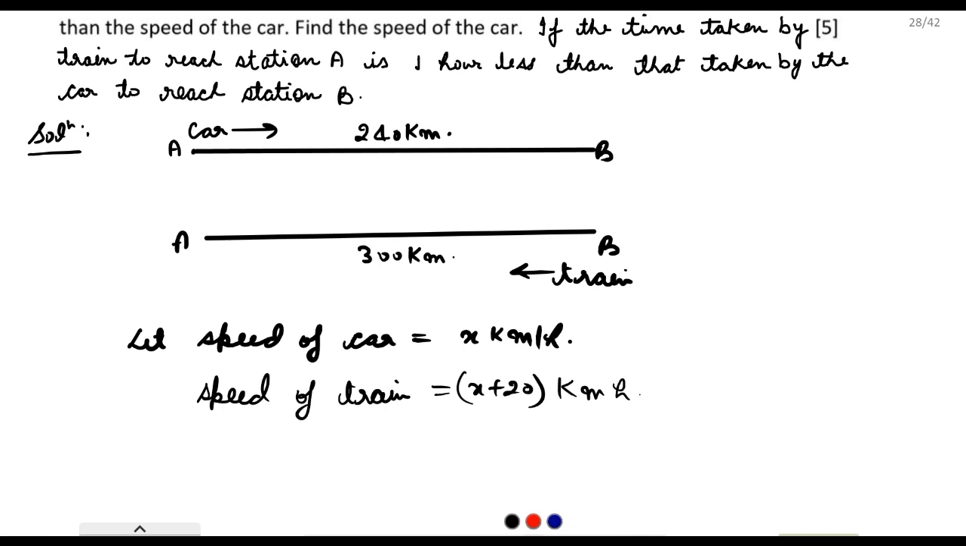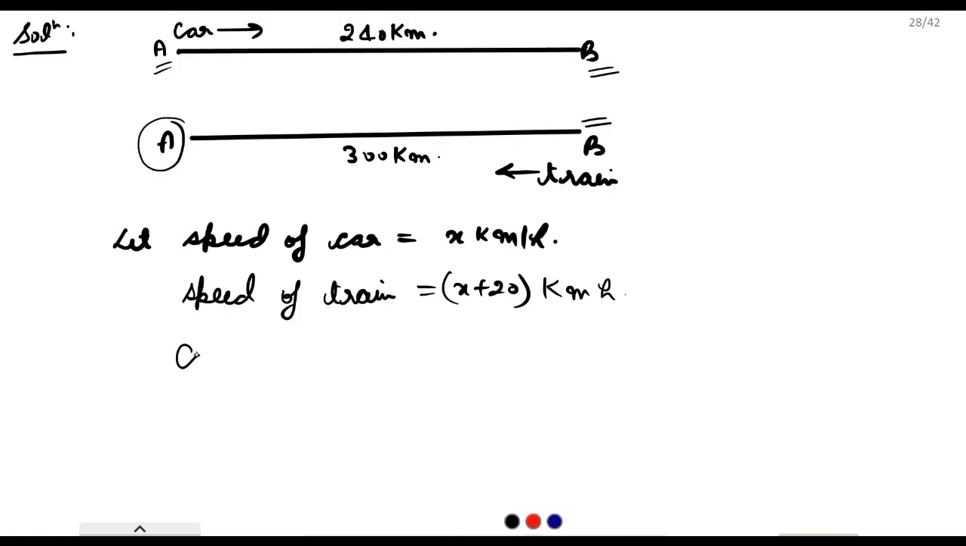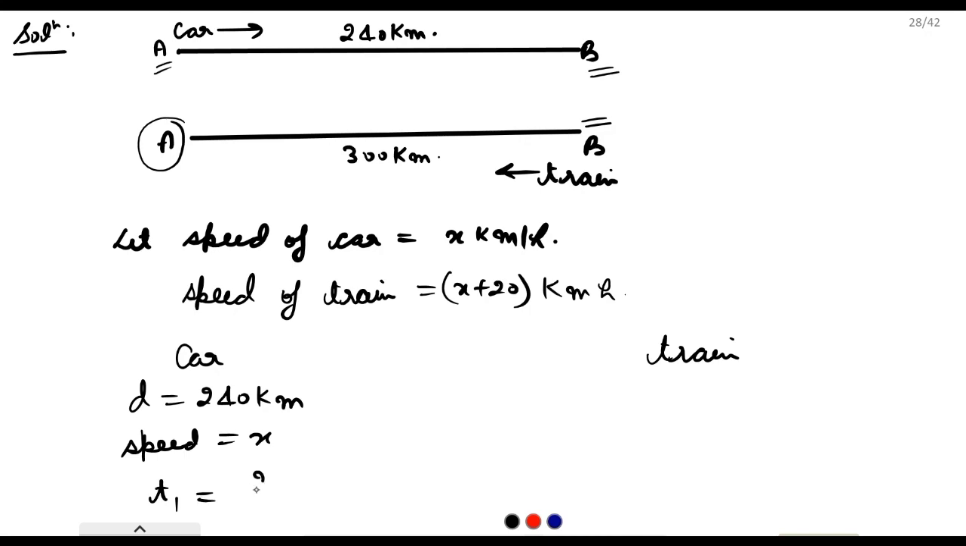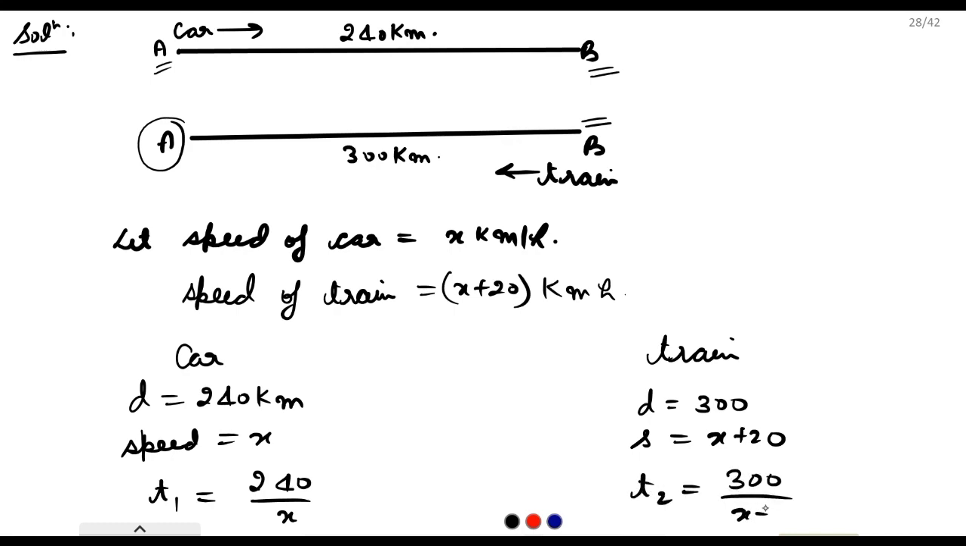The condition given is that the car starts from A and reaches B, and the train starts from B and reaches A, and the time taken by train is 1 hour less than the time taken by the car. For car, distance is 240 kilometer, speed x, then time, suppose it is t1, equals distance upon speed, means 240 upon x. And for train, distance is 300 and speed is x plus 20, then time taken by train will be distance upon speed, 300 upon x plus 20 hours.